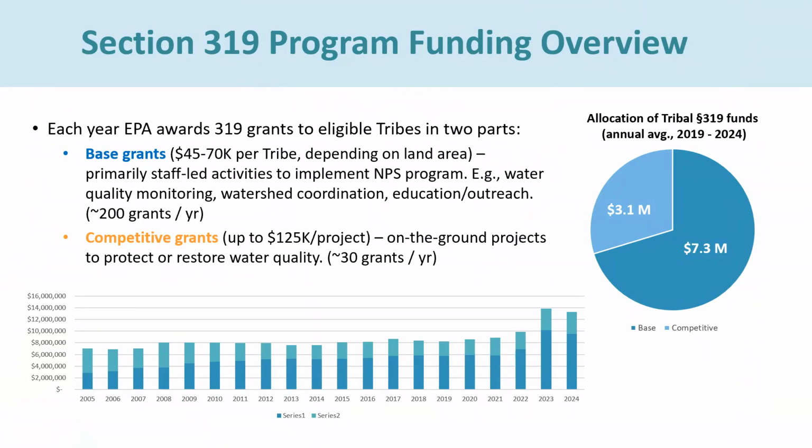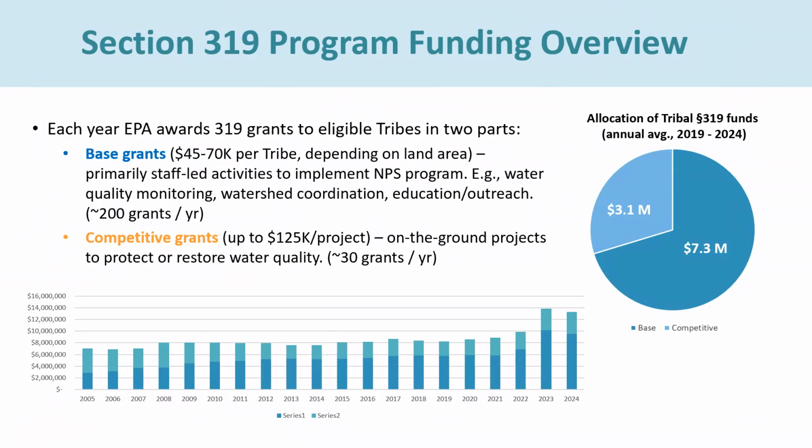You probably all know this, but this is funding that supports all of your environmental programming work and running the program. And then any tribe that is eligible for a base grant is also eligible to apply for the competitive grant, which we're talking about today. This can support on-the-ground BMP implementation and project work to implement your program documents.